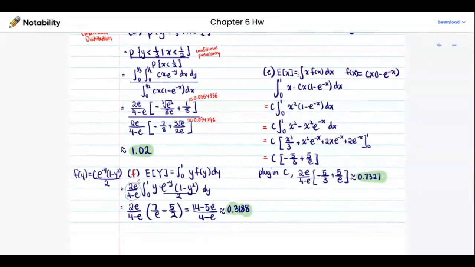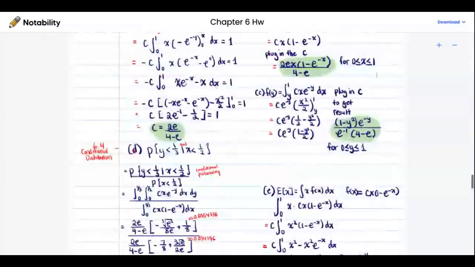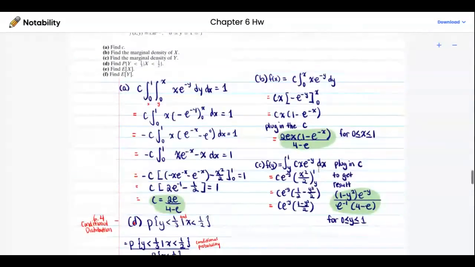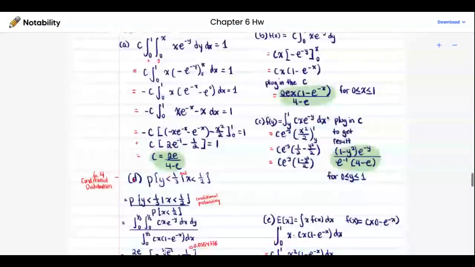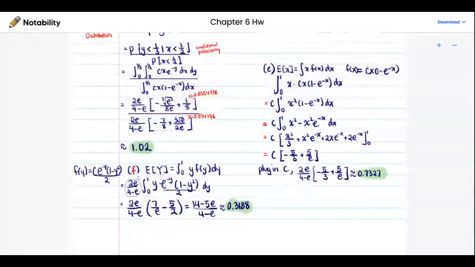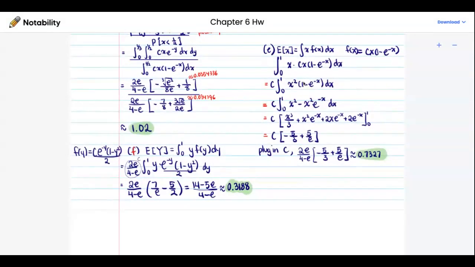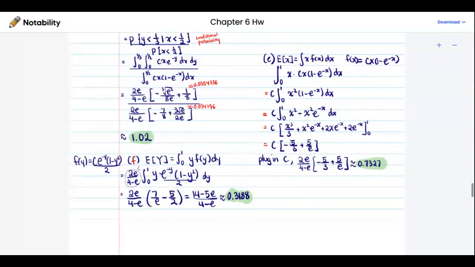We know that the expected value of x is equal to the integral of x times f_X(x) dx. So we know from part B and part C, because we need to find expected x and y. For E, we know that f_X is c times x times (1 minus e to the negative x), and then we plug this into our expected value integral. We plug in the c, and we get the answer is 0.7327. Okay, and this is finally, pretty good.